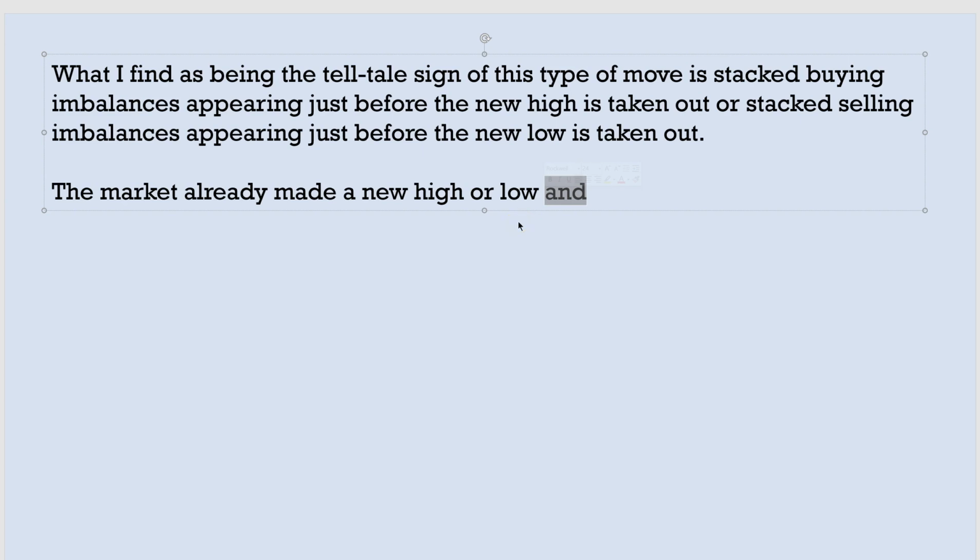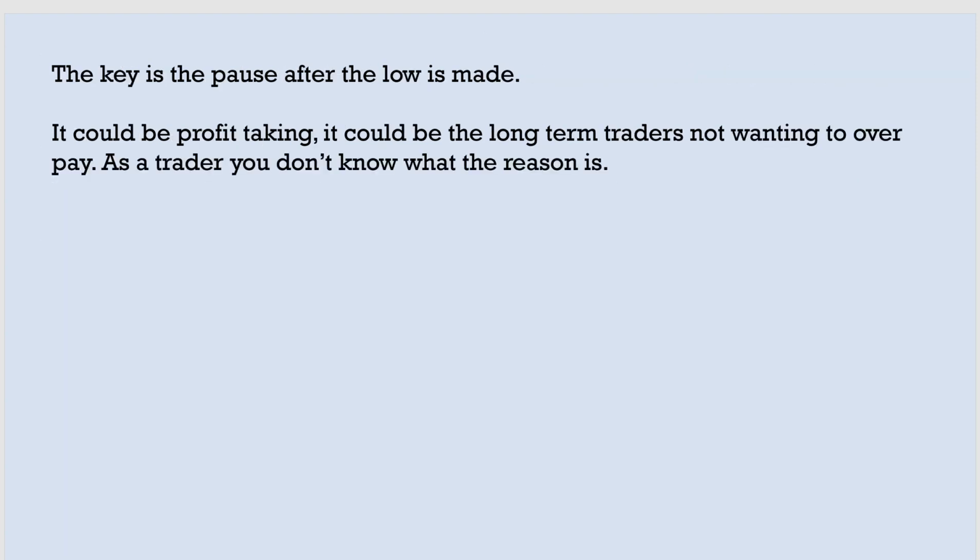So the market made a new high or low, established it, and circles back to test it. Now you don't always get those imbalances, stacked selling imbalances or stacked buying imbalances, but when you do, I like to watch how the market comes into the low. So the key is the pause after the low is made. It could be profit taking, or it could be the long-term traders not wanting to overpay if it's going to a high. As a trader, you don't know what the reason is.